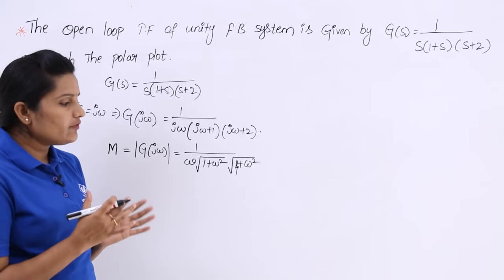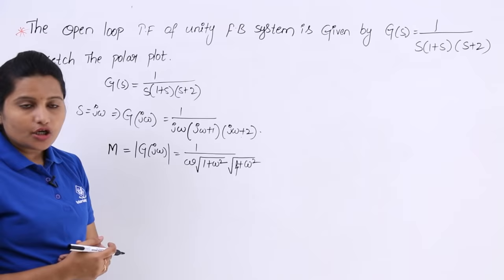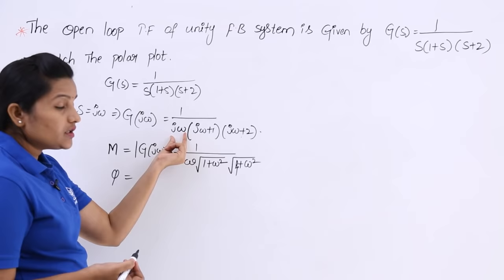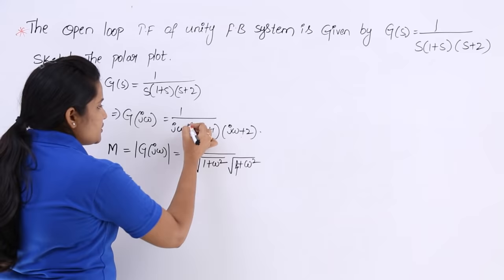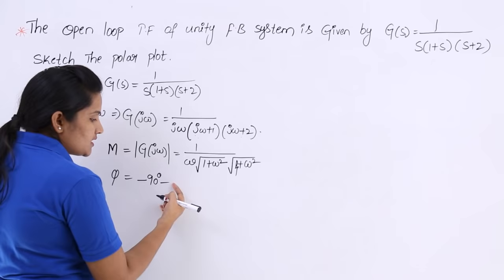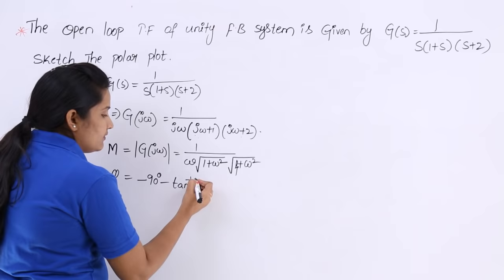Now we need to find the phase of the open loop transfer function. For the term 1 by j omega, the phase angle will be minus 90 degrees because you are having the j omega term in the denominator. For 1 by (j omega + 1), all the terms are in the denominator, that's why I am taking minus for the phase angle: minus tan inverse b by a will be the phase angle.